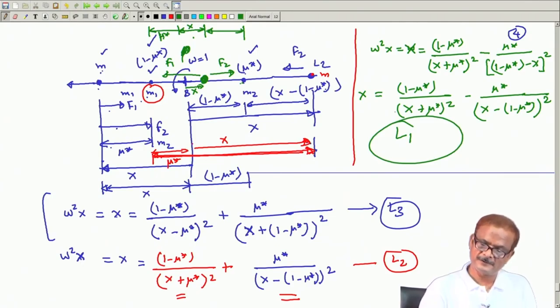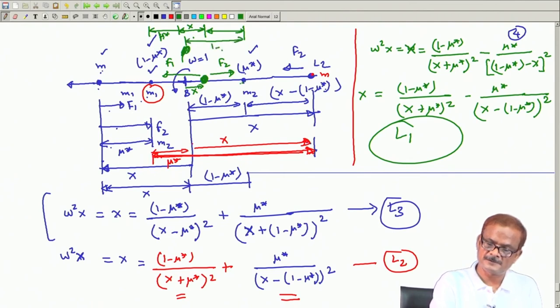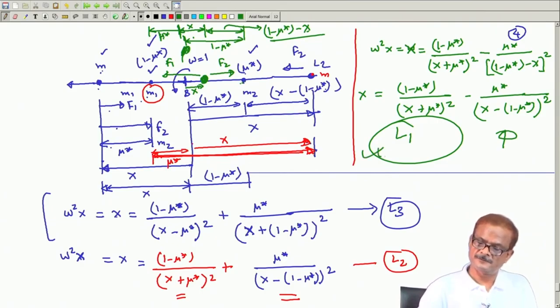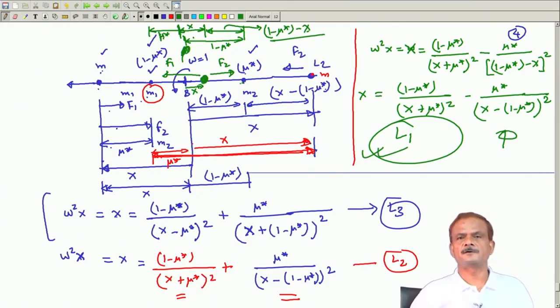So, we have got the expressions for L 1, L 2, L 3. You can check here with the green one I have shown. The distance from the barycenter to this point is 1 minus mu star, and if you are showing this distance as x from the barycenter, then this distance will be 1 minus mu star minus x. Based on this formulation we have done, and this is for L 1. This way we have been able to work out the expressions for all three collinear Lagrange points.